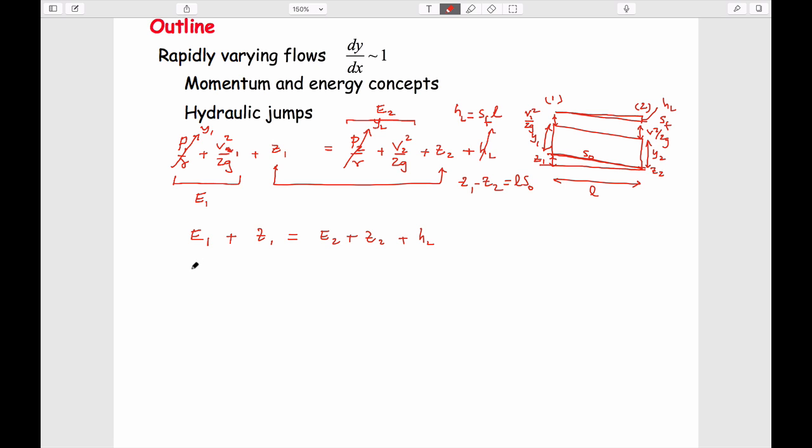Or we could write it as E1 is equal to E2 plus HL written in this way, L multiplied by SF minus S0, which is just taking these two terms and moving them around slightly differently. And this energy term, which is these two components, it's no different from these two components.